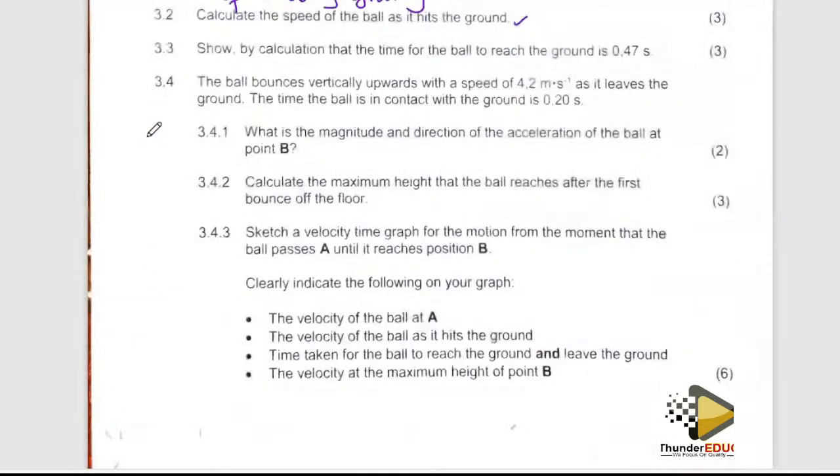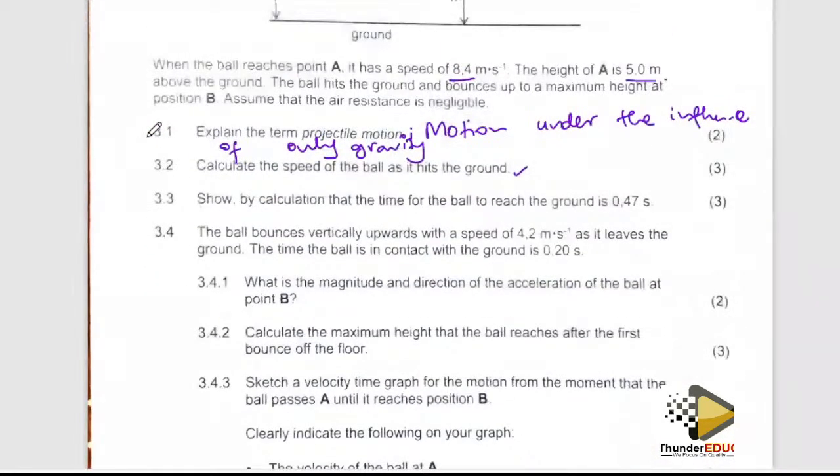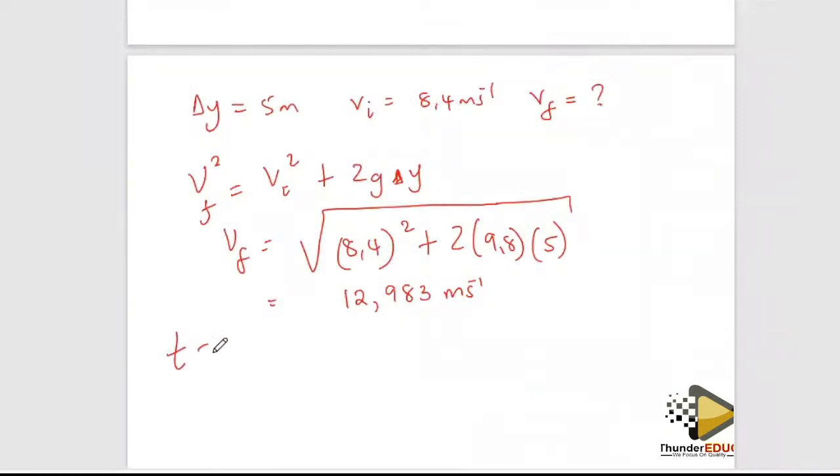to 3.3. Can we show by calculation that the time taken for the ball to reach the ground is 0.47? So now we've been given a question and we've also been given the answer. We just need to get 0.47. Okay, so time is what we need.